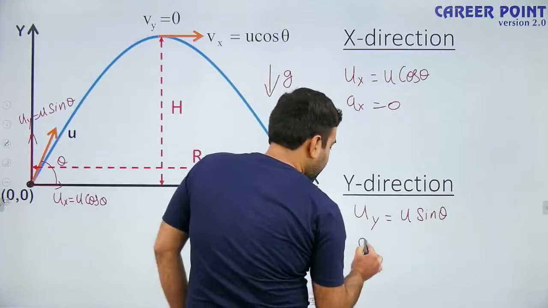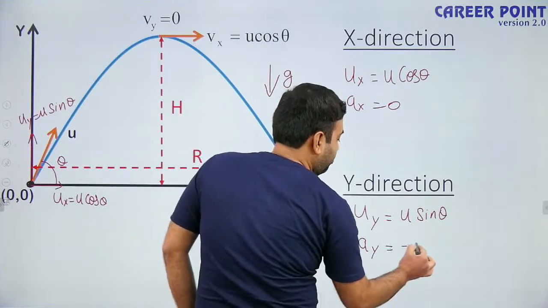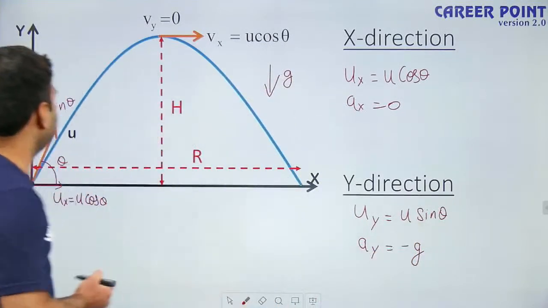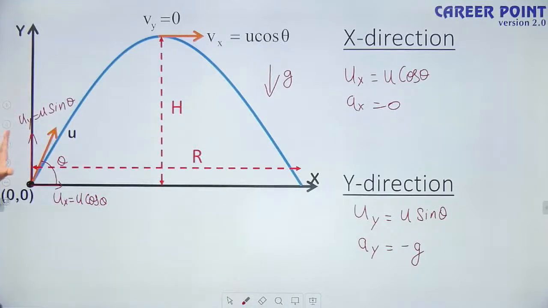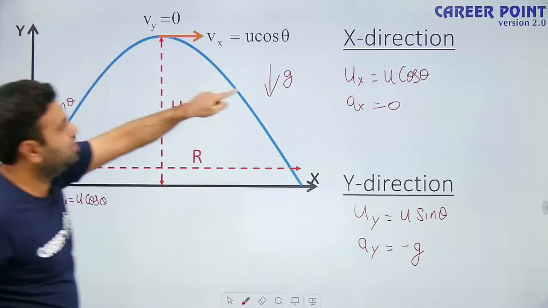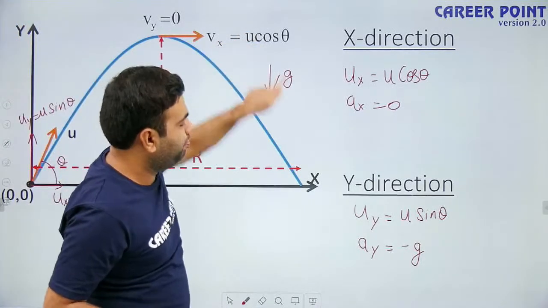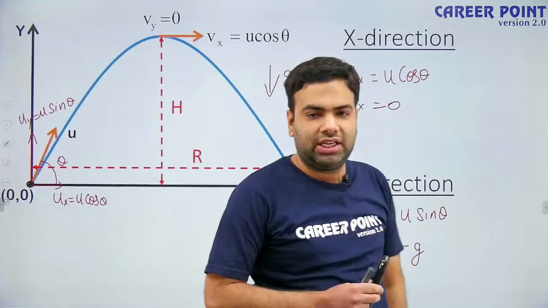So acceleration in y direction, I can say it is minus of g. Why minus of g? Because I am taking vertically upward axis as positive y. So this is in downward direction, so this should be minus according to our sign convention.